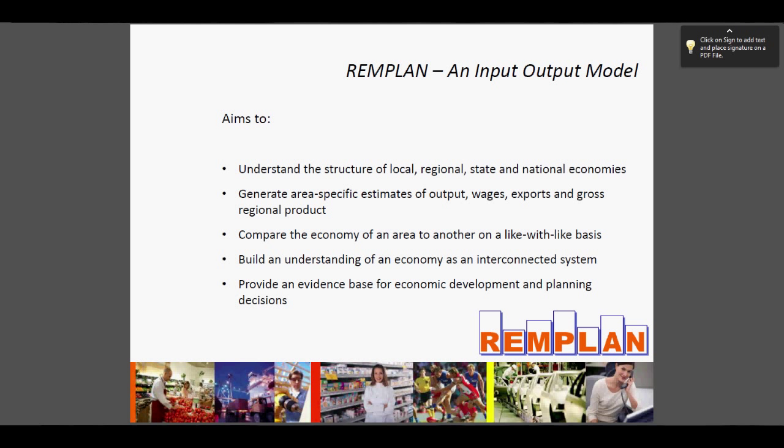Now, as we've previously discussed, REMPLAN is a regionalized input-output model. So we're starting with the national data sets, national transactions tables and input-output data sets, but we're regionalizing them to make them specific to areas such as the city of Darwin, Alice Springs, and then the Northern Territory overall.